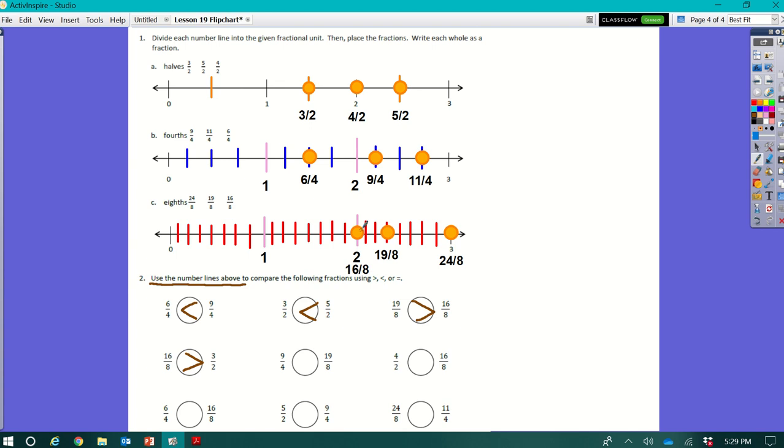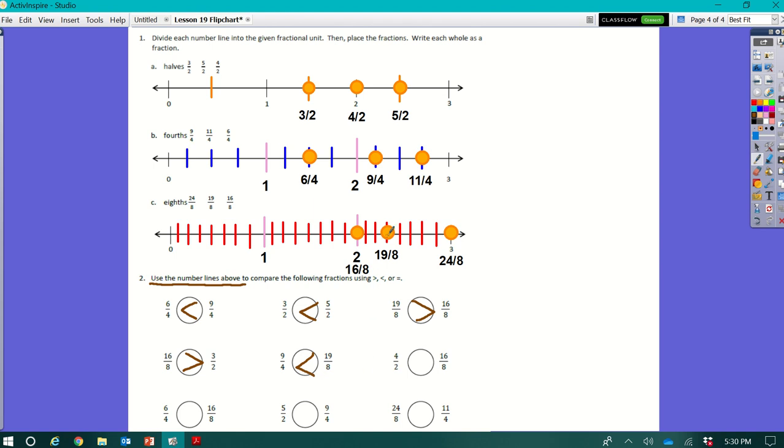The next one is 9/4 compared to 19/8. Well, I find 9/4 on my number line B, and then find 19/8 on number line C. These two are really close, but you can tell 9/4, if I bring it down, is going to be right in front of 19/8. So 9/4 is closer to 0. So 9/4 is less than 19/8.